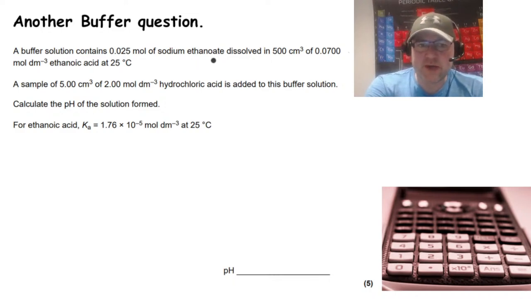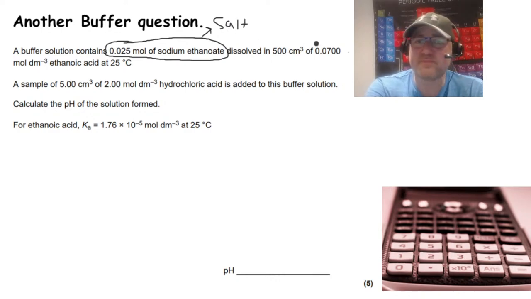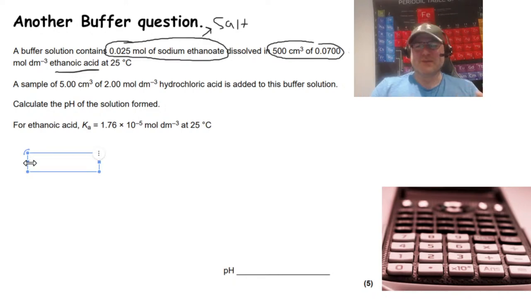So let's go through this equation. Straight off, without doing an equation, we can just say, look, I've got 0.025 moles of salt. This is my salt at the start. Then I'm going to want to work out my moles of acid. So let's do that first of all. Let's work out the moles of acid and the moles of salt. We're then going to add hydrochloric acid to this, and that's going to increase my acid.